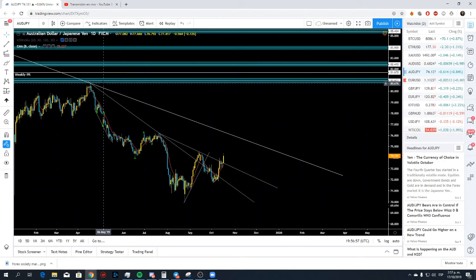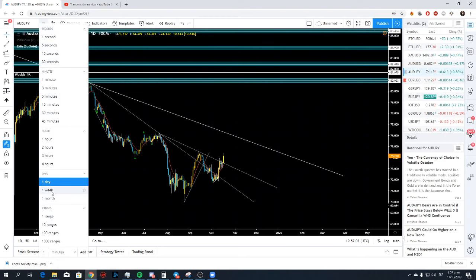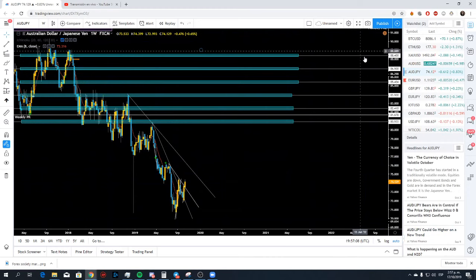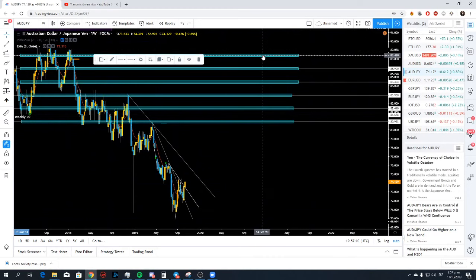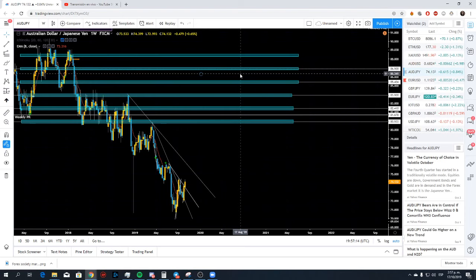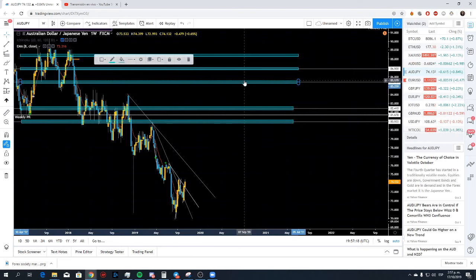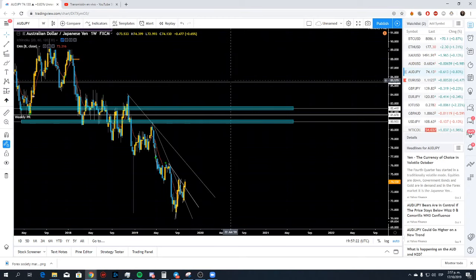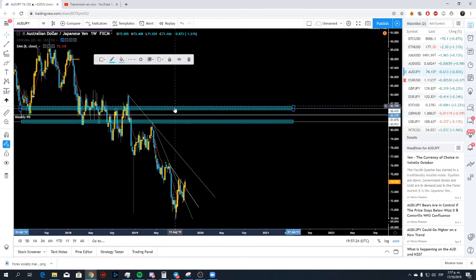So how are we gonna start on this pair? We're gonna go first to the weekly chart and try to find the current trend for this pair. Okay, let me clean this up a little bit. Always try to keep your charts very clean.